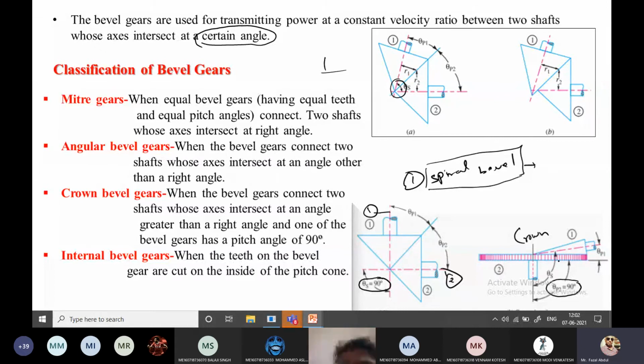Okay, and internal bevel gear is nothing but the bevel teeth are going to be created inside of the cone. Inside of the cone, if gear teeth are provided, so that is referred as an internal bevel gear. So these internal bevel gears you can find in the cone clutches. Cone clutches is a topic in clutches. So in that you can find the internal bevel gear arrangement.